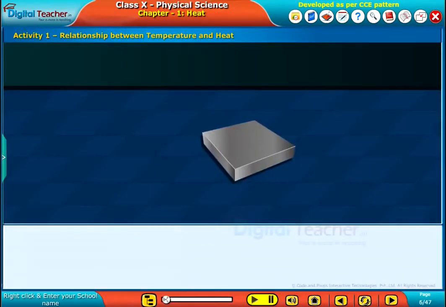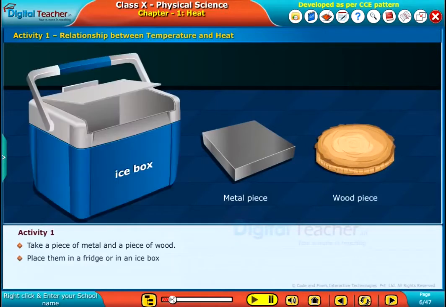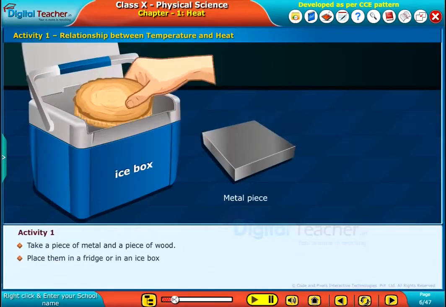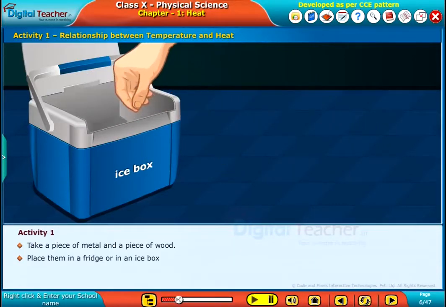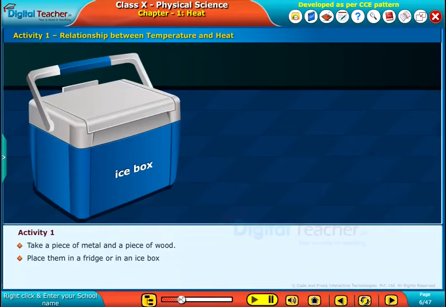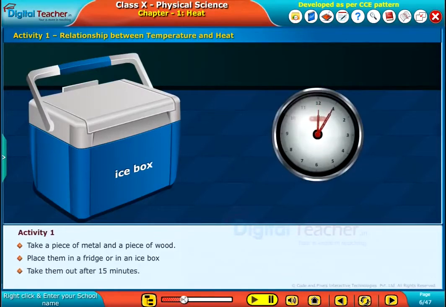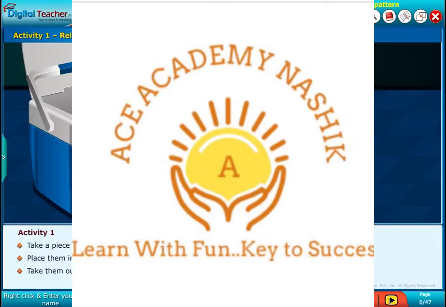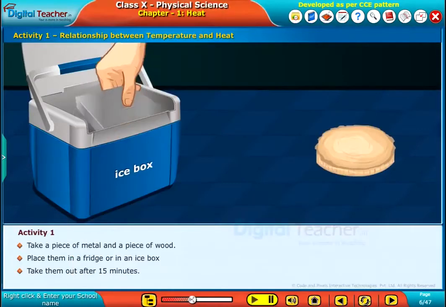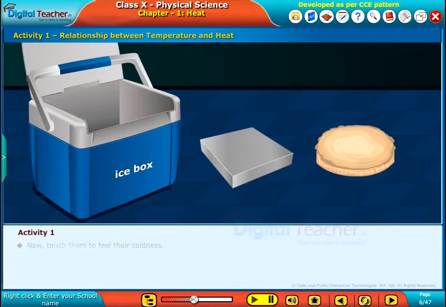Let us perform an activity for the relationship between temperature and heat. Take a piece of metal and a piece of wood. Place them in a fridge or in an ice box. Take them out after 15 minutes. Now touch them to feel their coldness.